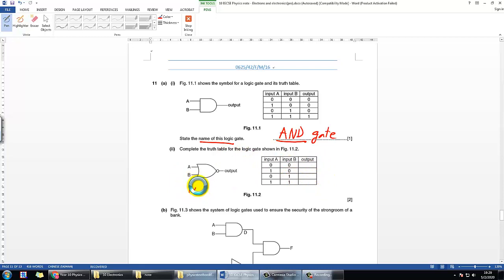This is apparently a NOR gate because this is an OR gate, and this circle shows that it is the NOT gate. So what you have to do is just think about the OR gate and reverse the result. So 0 or 0 gives you 0 and then change it to 1. 1 or 0 gives you 1 and change it to 0. Same for the next one. 1 or 1 is 1, change it to 0. Okay, so this is the result for the NOR gate.